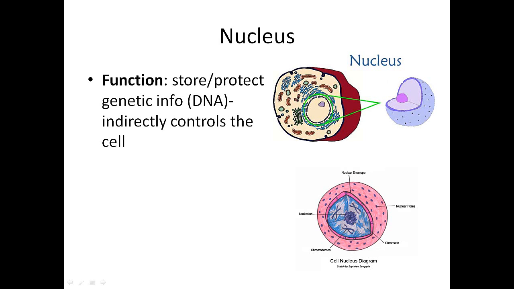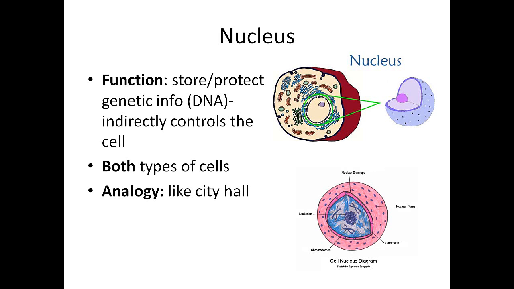It's not a direct control, so it's not right to call the nucleus the brain. It's an indirect control. It has the instructions that get copied. Both types of cells, plant and animal, have a nucleus. This is like City Hall. City Hall has the records for the city, and people can come in and copy them and look at them and figure out how the city works from there.